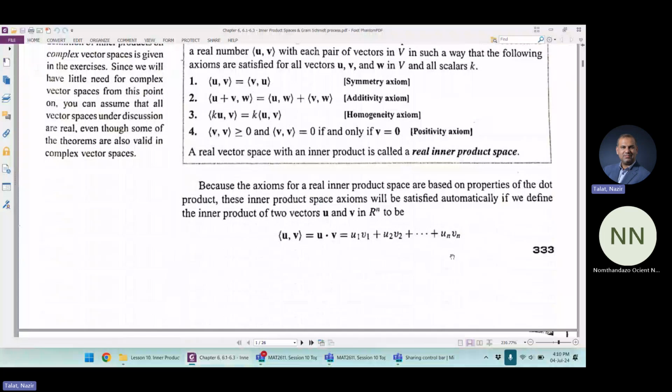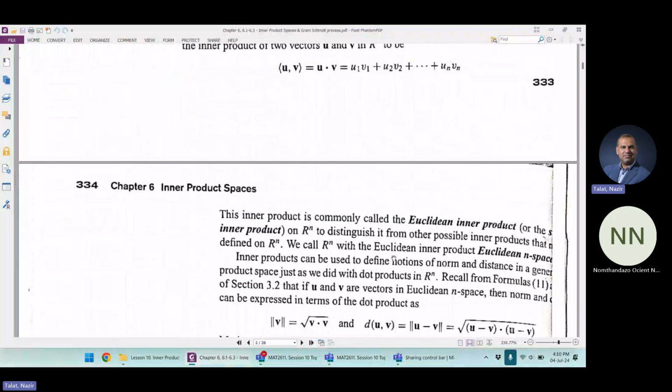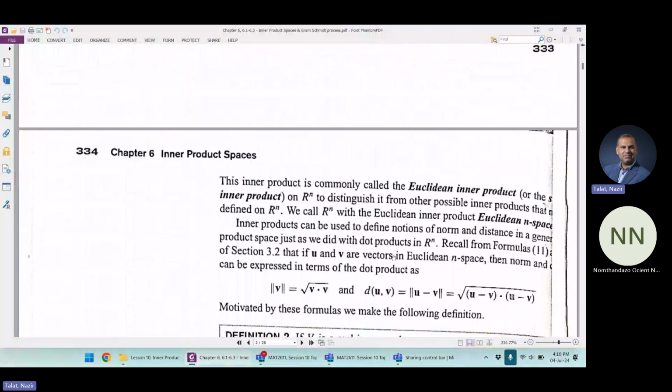It can be 0, positive or negative, but remember that if the vectors are the same, then their product is greater than or equal to 0. And moreover, if the inner product is equal to 0, then this happens only when that vector is equal to 0. There are several examples of inner product which we will see later on, and the inner product also gives us various other things.